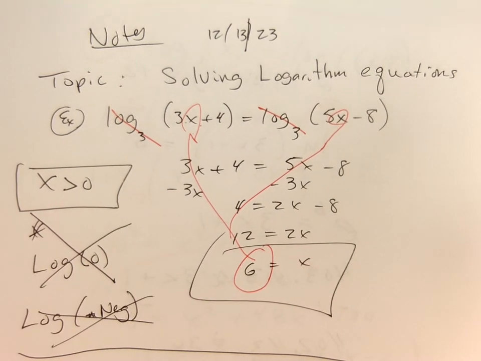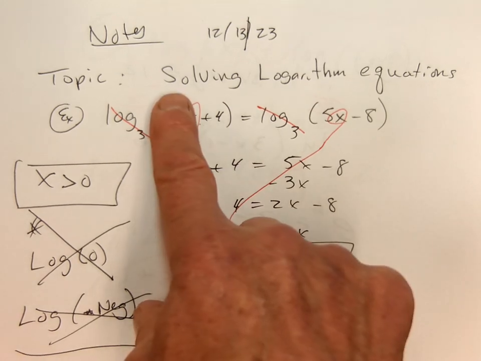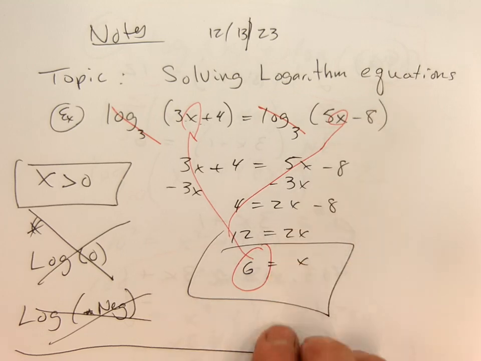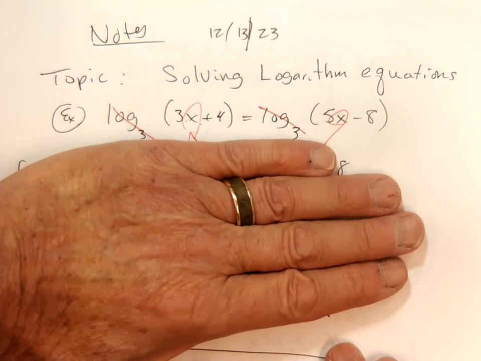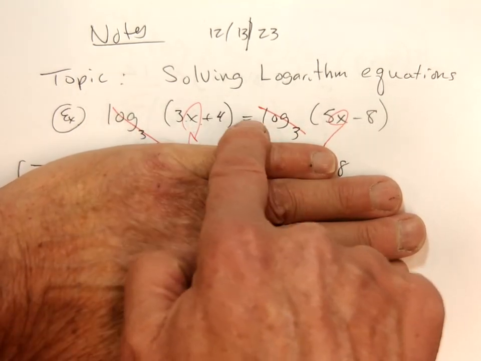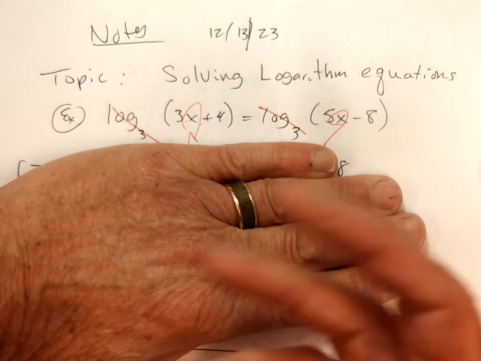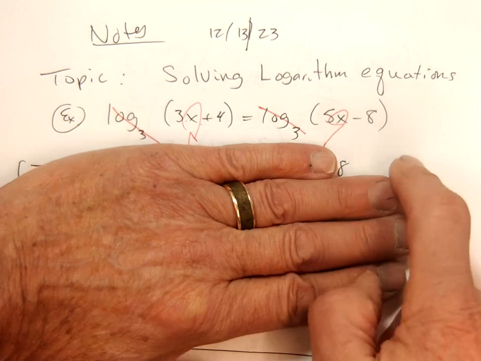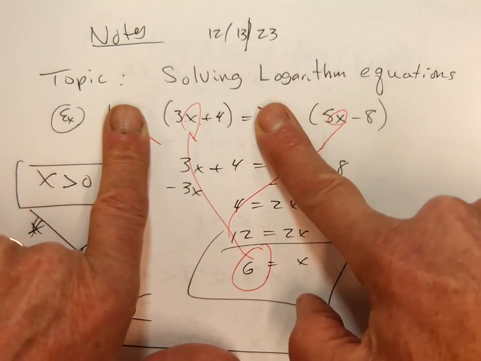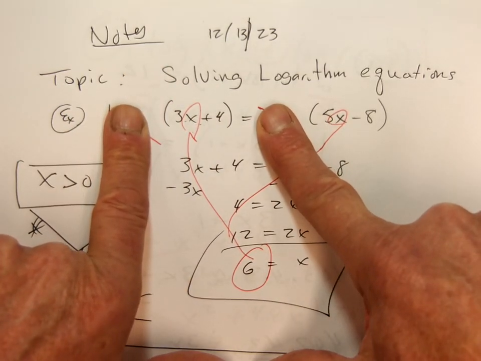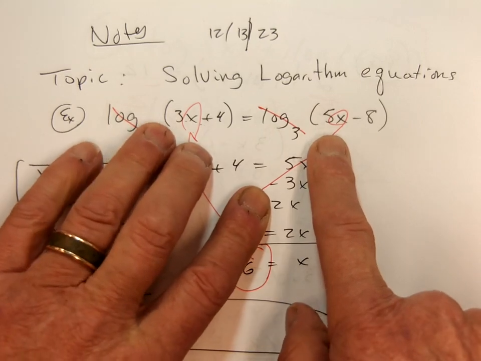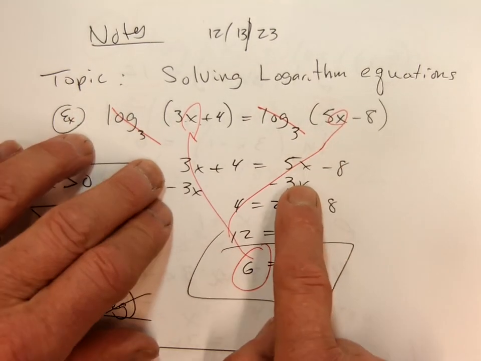Okay, so what we need to do, hi Star, I'm recording, but come on in, is today we're talking about solving logarithmic equations. I started with this problem: log base 3 of 3x plus 4 equals log base 3 of 5x minus 8. If it's log of this equals log of this, then obviously 3x plus 4 is equal to 5x minus 8. So I just cancel out the log base 3, and I just solve.